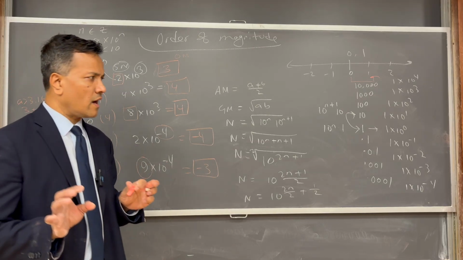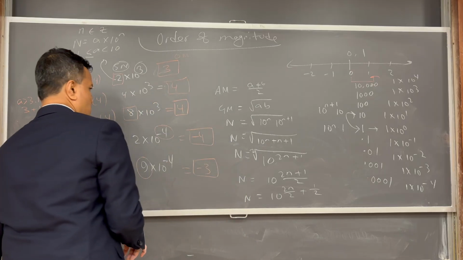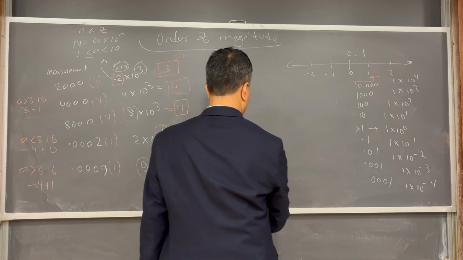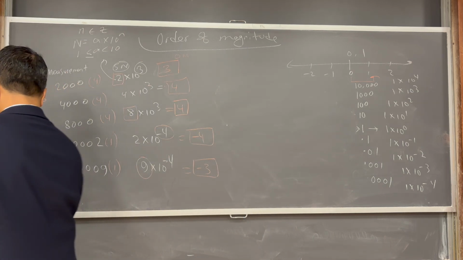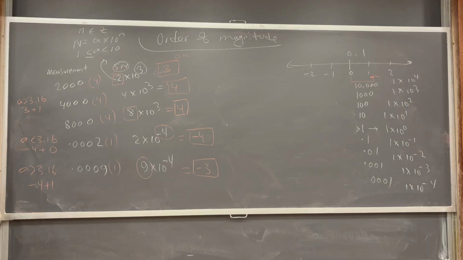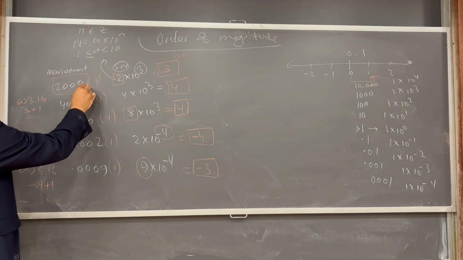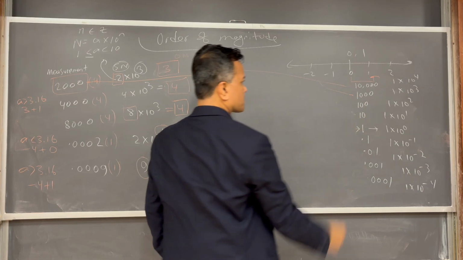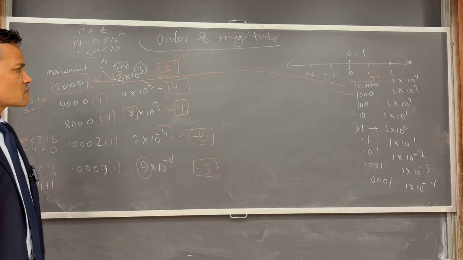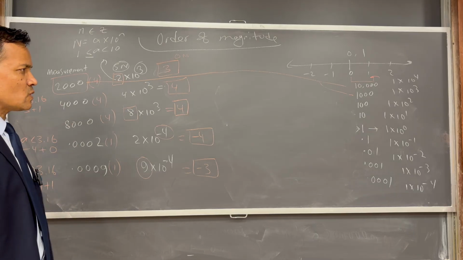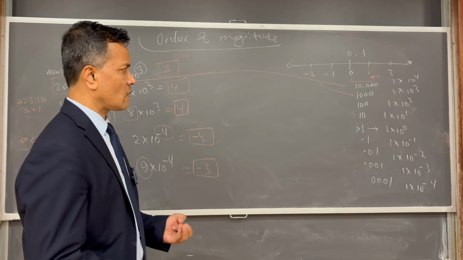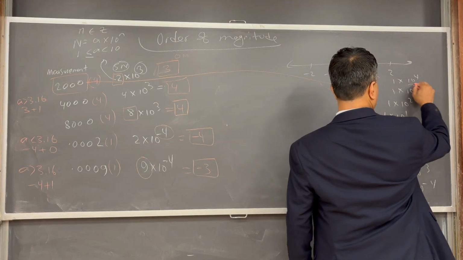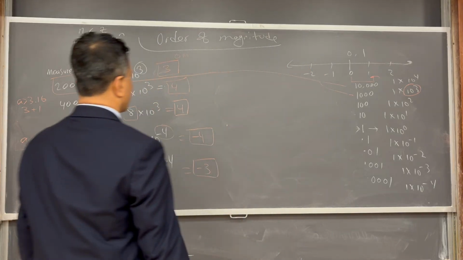Now let's see whether they are right by using our common sense. The true number: 2000 is close to the true number 10,000 or 1,000? However, 2000 is close to 1,000, and that is what I'm going to circle. And the check.